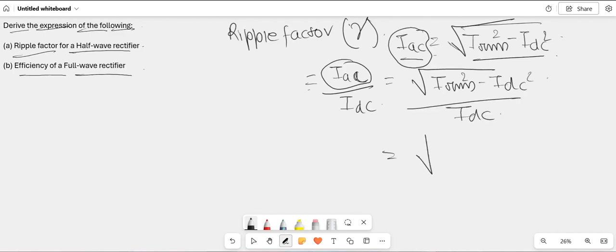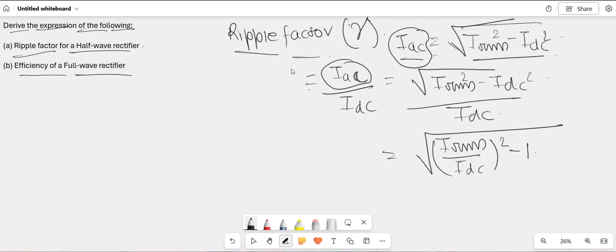So if we do the division, we will get root over I of RMS divided by I of DC whole square minus 1. Now, in order to find this ripple factor, we need to find the value of I of RMS and I of DC. So in order to find these values, we will have to do another calculation for a half-wave rectifier to find the RMS value and average value, or we can say the DC value, of the half-wave rectified output.